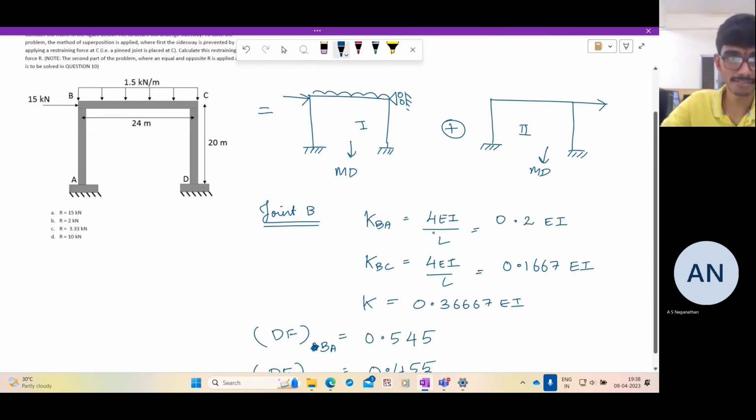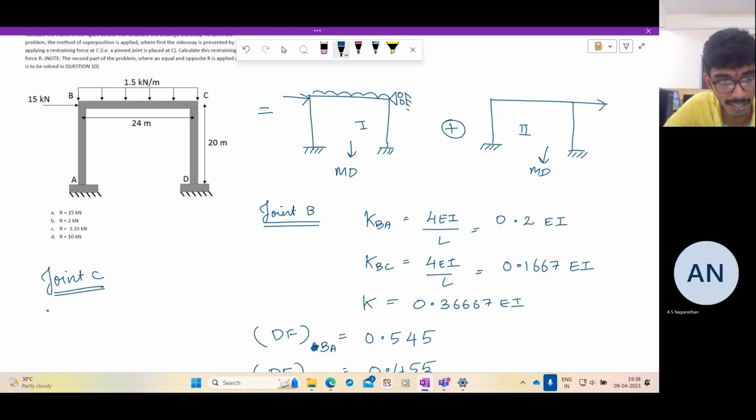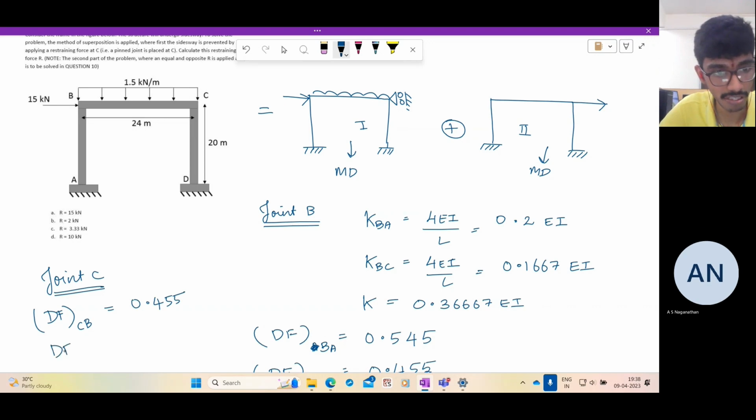So you can see that the structure is symmetric, only the loading is unsymmetric. So for joint C, it is almost the same as joint B. Only thing is you get the distribution factor for joint CB. So CB is the same as BC, so you get this to be equal to 0.455. And the distribution factor for CD is 0.545.